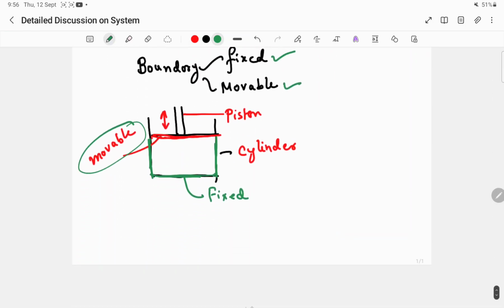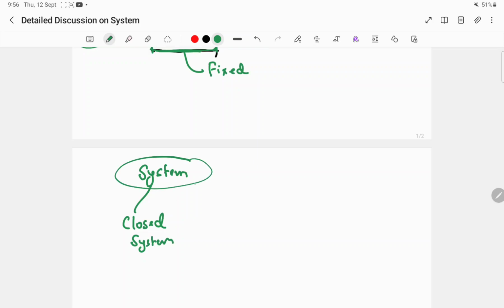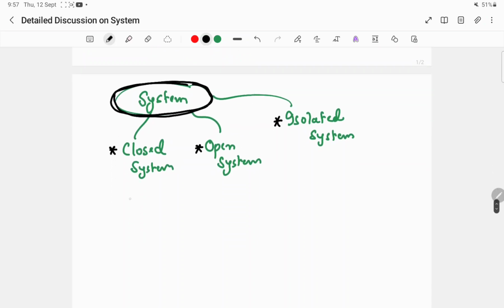And more on system: it can be of three types, as I discussed yesterday a little bit. The first one is our closed system, the second one is open system, and the third one is the isolated system. Let's come first to a closed system.